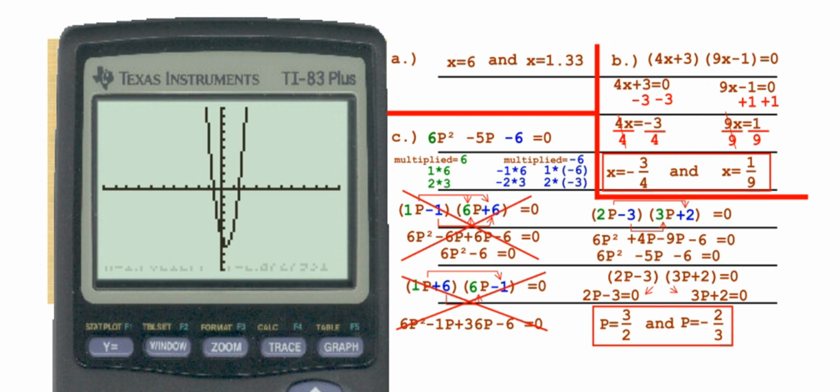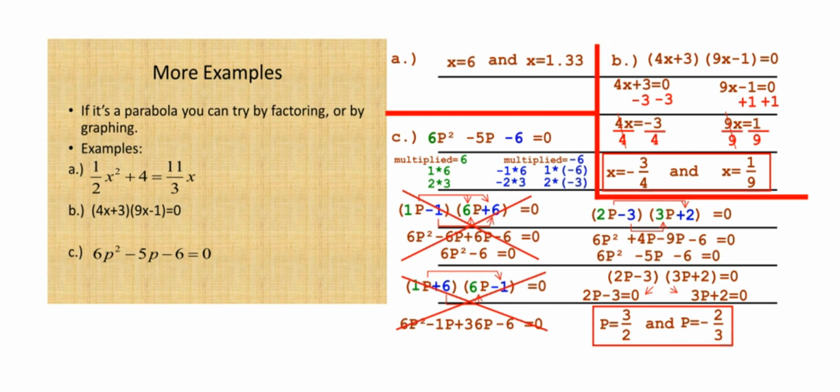So hit enter once again, and now it tells you 0 is at 1.5, which is pretty much what we had there. 3/2 is 1.5. So there is how to have your calculator help you find those intercepts in this case. So once again, secondary check or triple check: solve using factoring, or using your graphing calculator, or you can graph by hand as well.